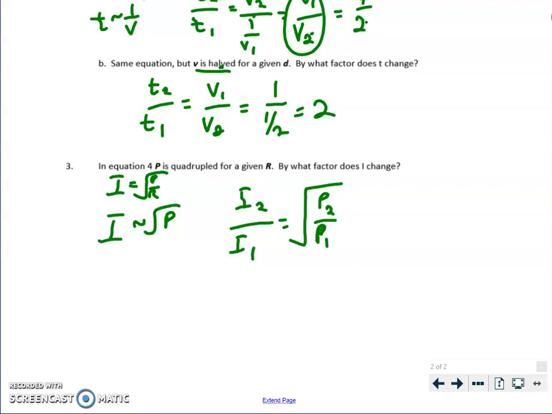Okay, so I keep the radical sign from right here and then put my proportionality. Well, p is quadrupled, so that means p2 over p1 is 4. So it's a square root of 4, which is 2. So my new I is going to be twice the old I, or the ratio is 2 to 1.